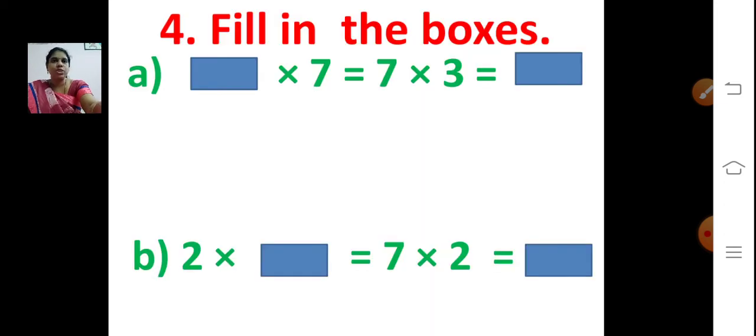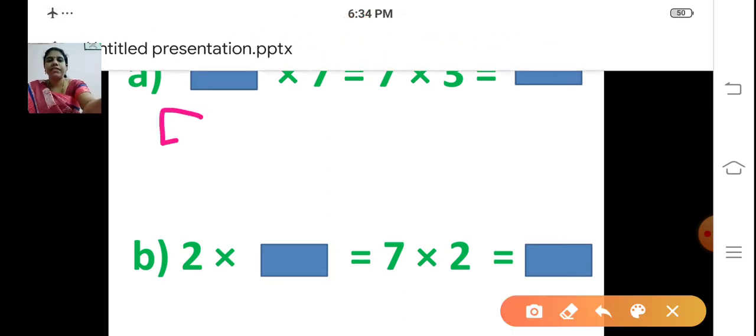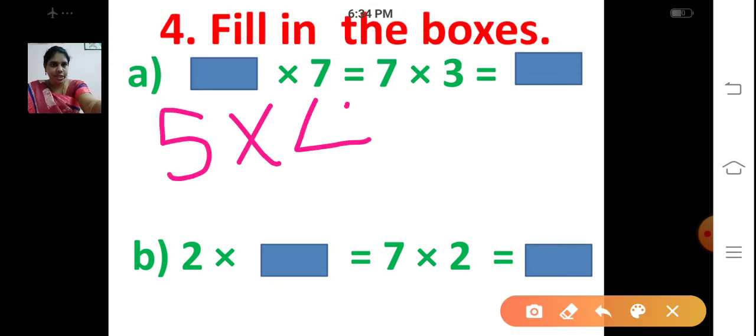Now let's move on to the sums. Fill in the boxes. We have some empty boxes, right? Now we are going to fill in those empty boxes. We know one property: when we change the order also, the product will be the same, right? 5 into 4 is equal to 4 into 5.